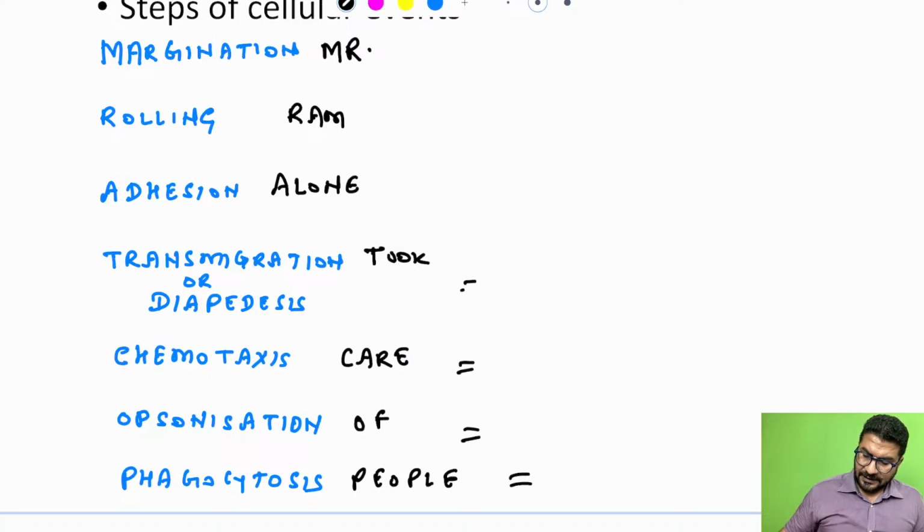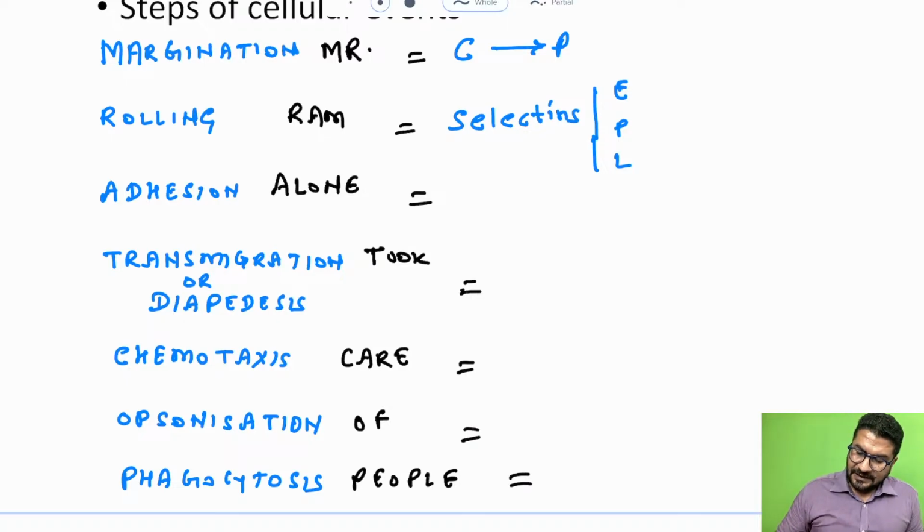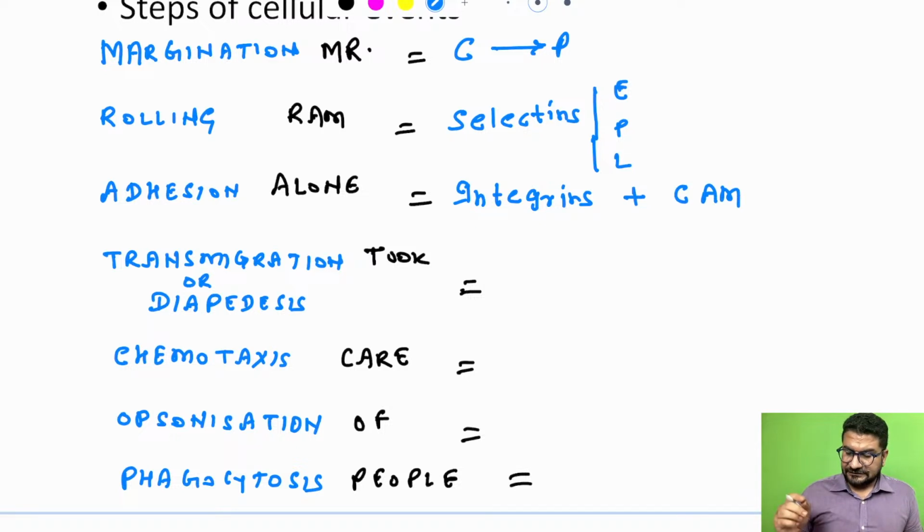Now understand? They ask you what the chemicals are which help in each of these events. So margination is nothing, it is movement from center to periphery, so nobody is helping here. Rolling is done with the help of a protein, and these proteins are called selectins. So we have E-selectin, P-selectin and L-selectin. So EPL, these are types of selectin. Now coming to adhesion. Adhesion is done with the help of a protein, and these proteins are called integrins. Integrins and CAM. CAM means cell adhesion molecules.